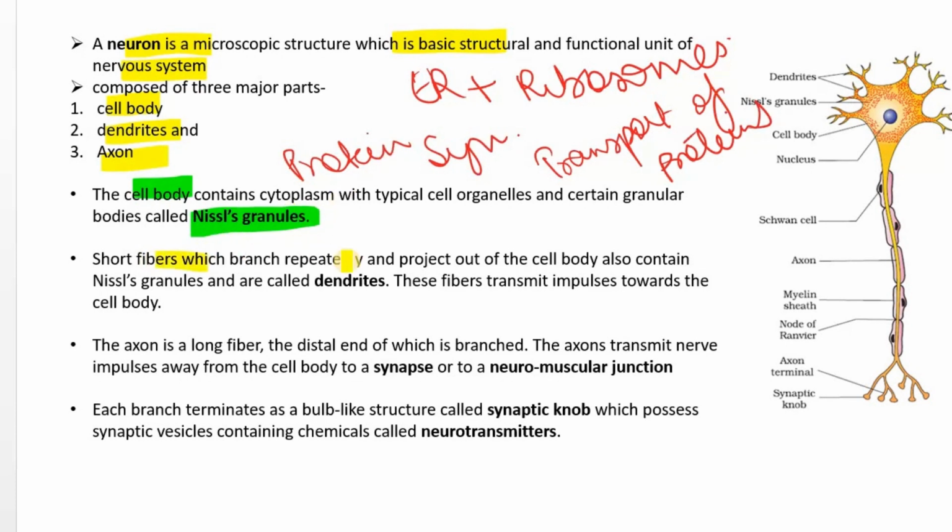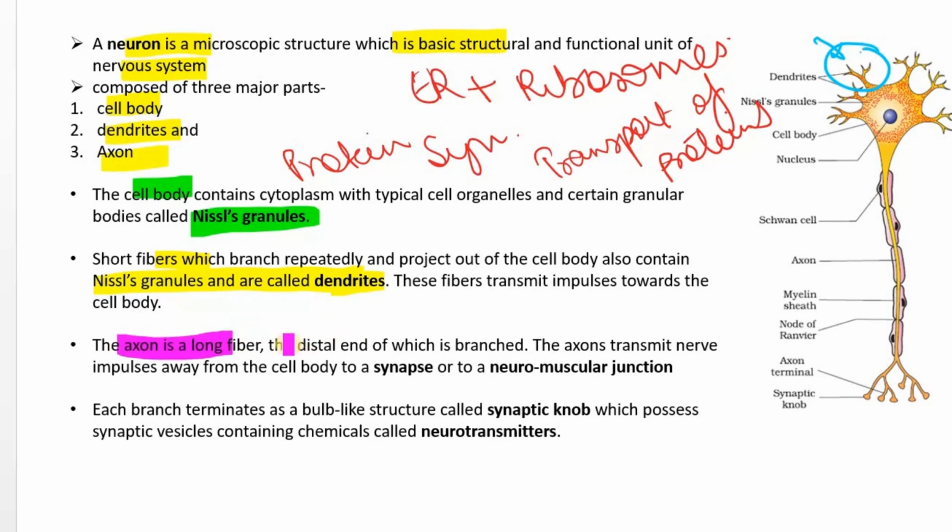Short fibers which branch repeatedly and project out of the cell body, these are known as dendrites, and Nissl's granules are also present in those dendrites. डेंड्राइट्स प्रेजेंट होते हैं न्यूरॉन में. इन्हीं के थ्रू एक न्यूरॉन एक स्टिमुलाई या सिग्नल को रिसीव करता है और आगे ट्रांसमिट करता है.